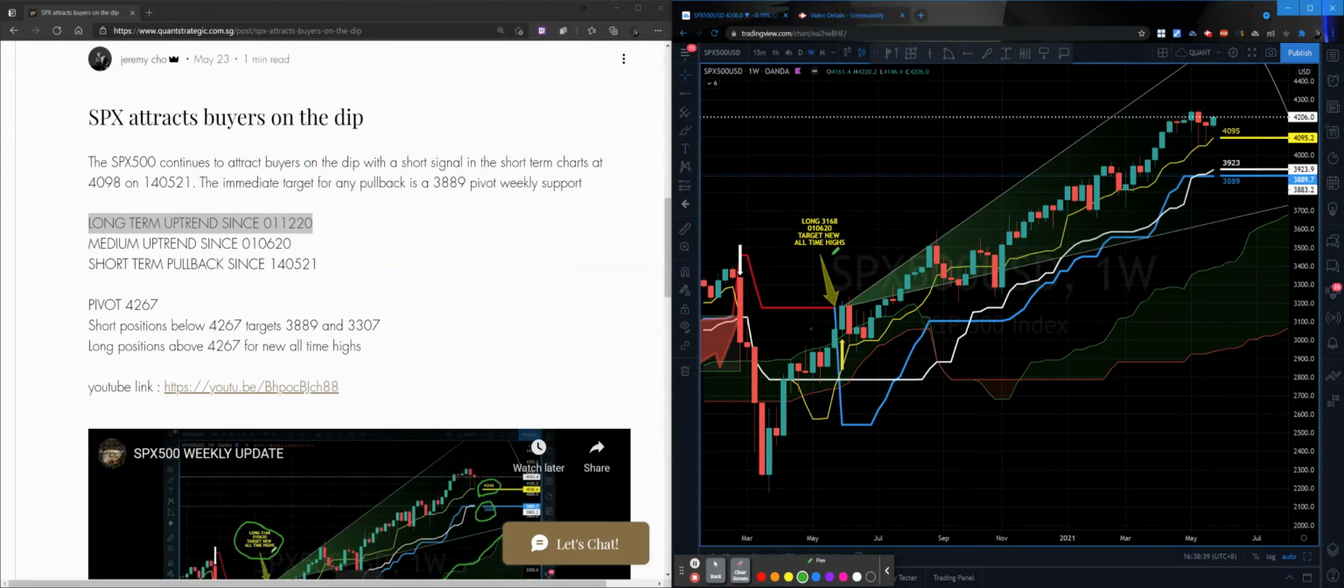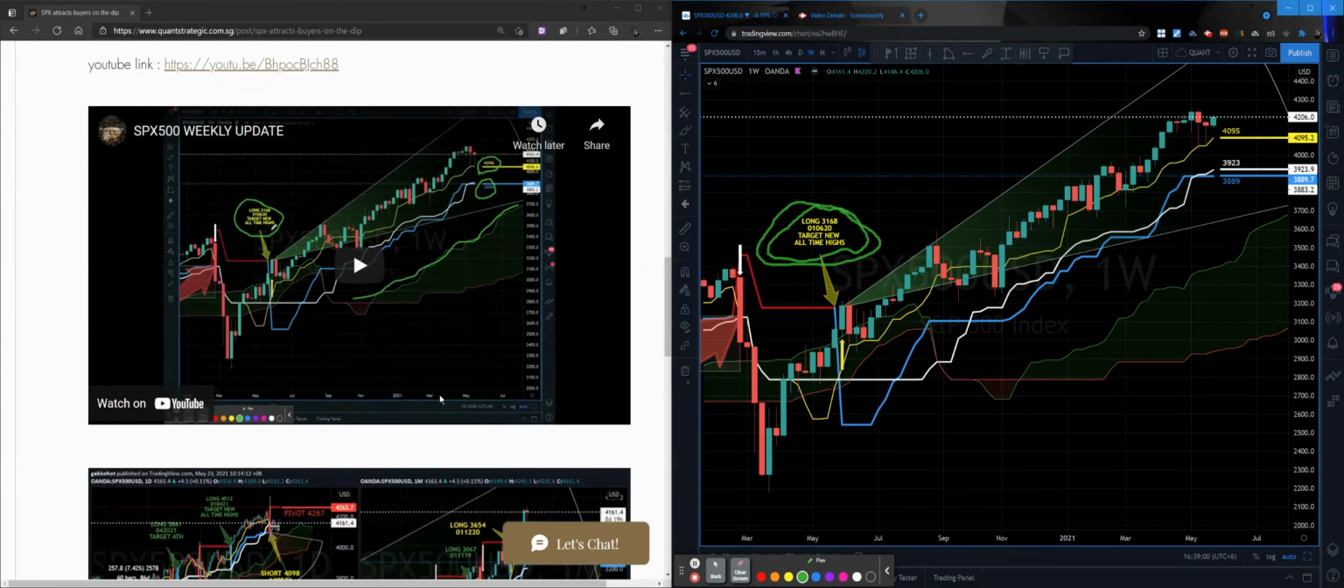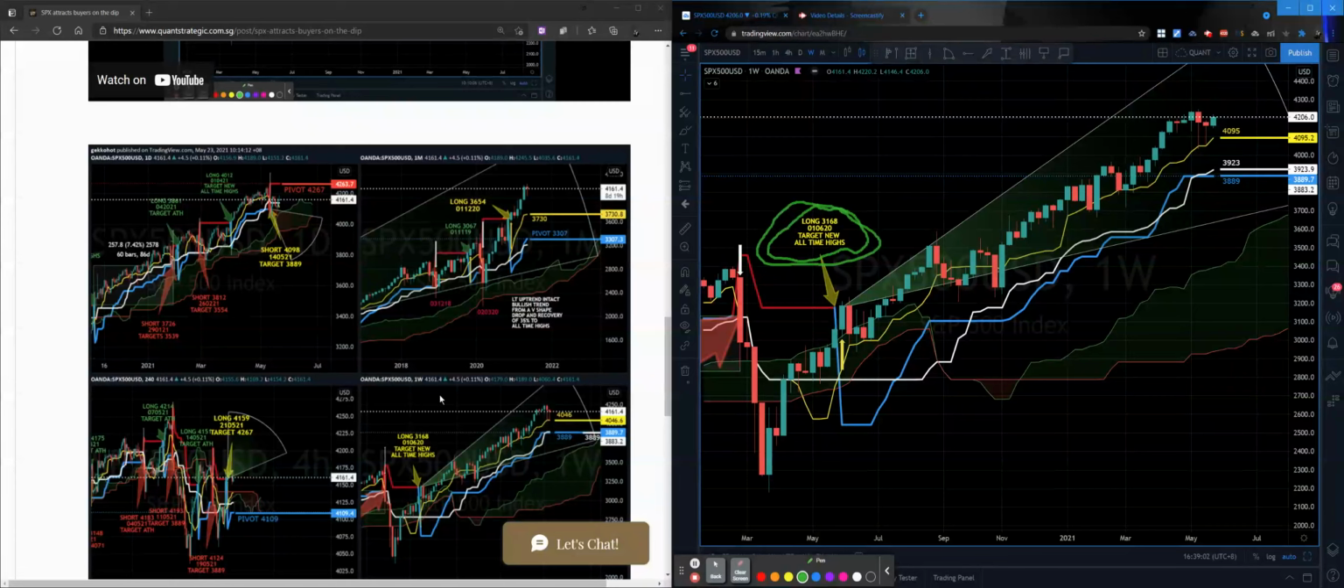can see a long signal right here at 3168 on the 1st of June 2020, targeting new all-time highs. And you can see on my blog, medium-term uptrend since the same date, which I got from the weekly charts. So the level is at 3168. If you want more details, you can look at the charts that I also post below every single blog.